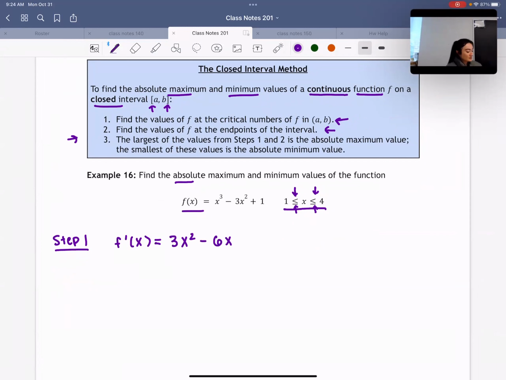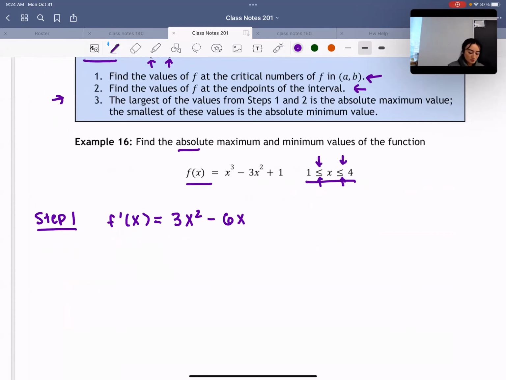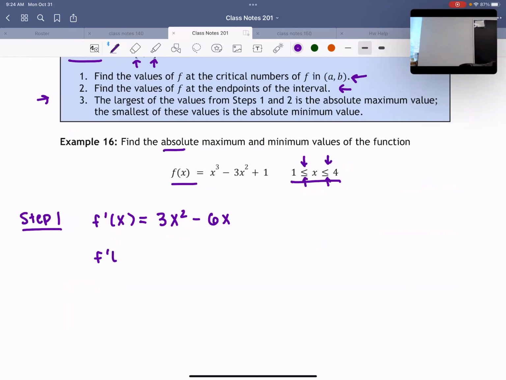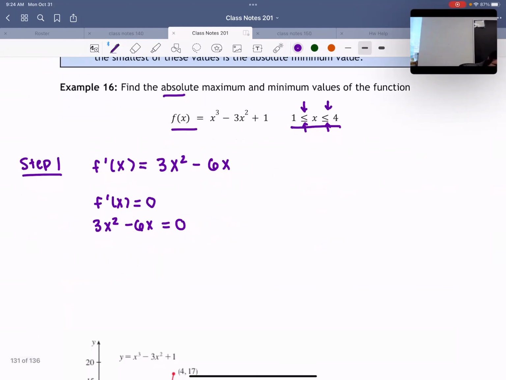Okay, now critical values, first we have to find where the derivative equals 0. So we can do that. F prime of x equals 0. So 3x squared minus 6x equals 0. Any ideas on how to solve this for x? Yeah, take out an x is good, right?